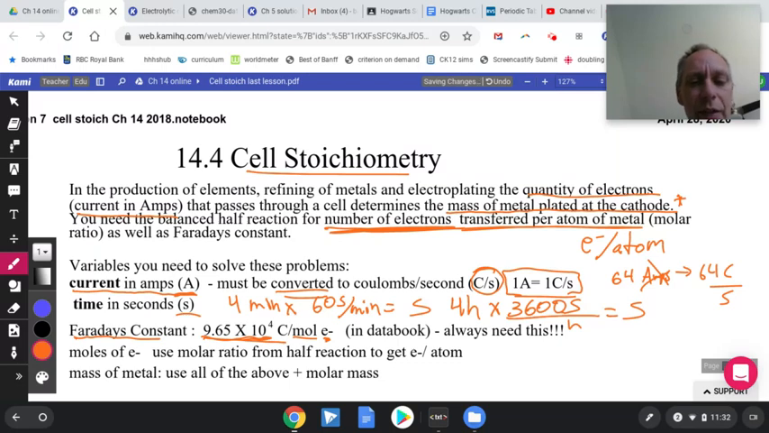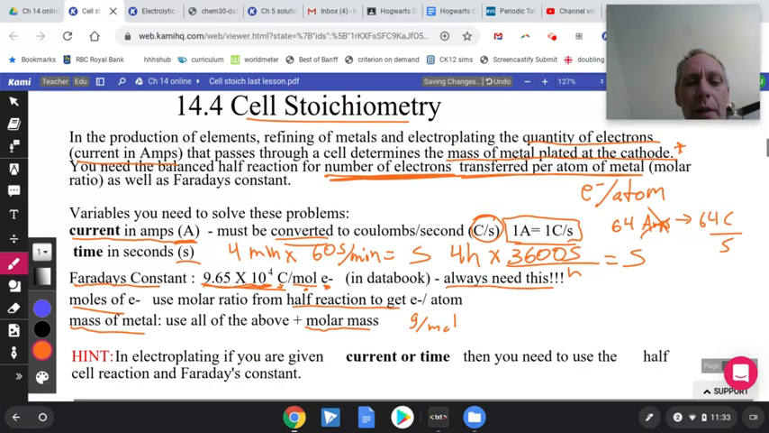It's key because this is how we're going to cancel out coulombs or moles of electrons when we're solving these problems. You always need this constant for every cell stoich question. Moles of electrons, which we'll get from our half reaction when we get the molar ratio. And the mass of the metal, you often need that one as well. And that will be usually from the molar mass because that's going to give you the units of grams per mole where we get our grams of metal.